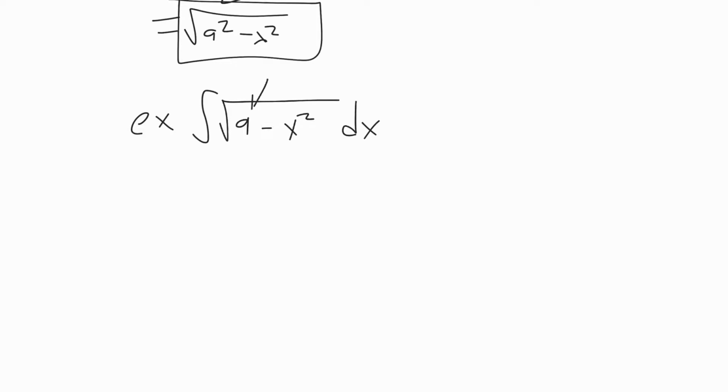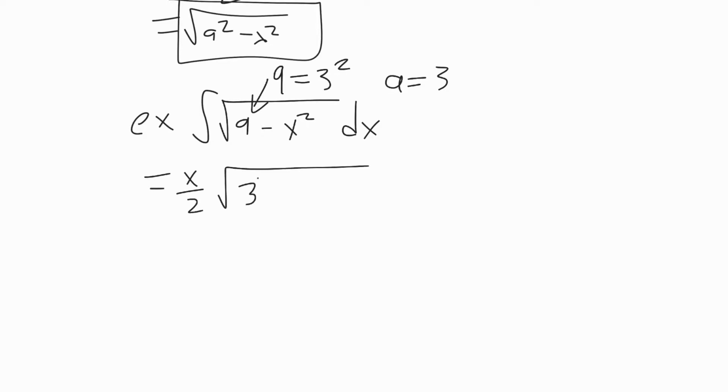So to do this example, well, we just match everything up. The 9 is actually going to be 3 squared, which means that a is equal to 3. So we're going to get x over 2 square root 3 squared minus x squared plus 3 squared over 2 sine inverse of x over 3 plus c. Now, I don't expect you to be able to memorize that, but you have it handy, so maybe go ahead and highlight that formula, and we're going to actually use it in a little bit to come up with an interesting result.